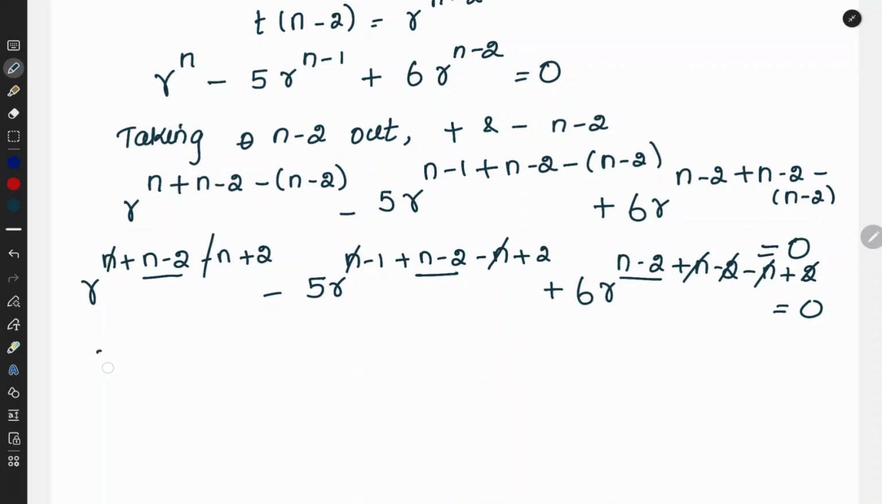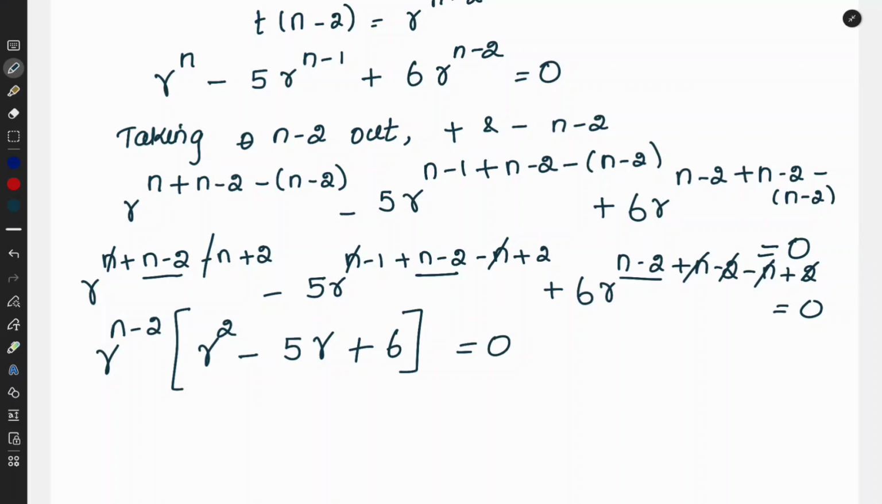Now we'll take r^(n-2) out. Then the remaining term in the first is r squared, since 2 alone remains. So it becomes r^2 - 5, and we have taken n-2 out; here 2 minus 1 is r, so it is just r. Then plus 6. We have cancelled everything and taken n-2 out, so it becomes 6 equal to 0. So we have obtained the equation r^2 - 5r + 6 = 0. Now r^(n-2) goes to the other side and becomes 0, so the remaining equation is r^2 - 5r + 6 = 0.